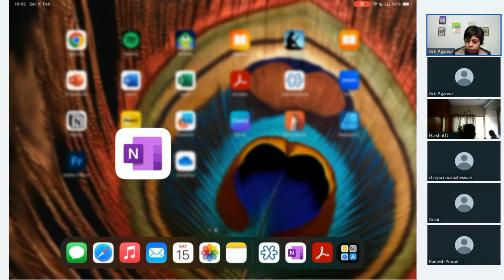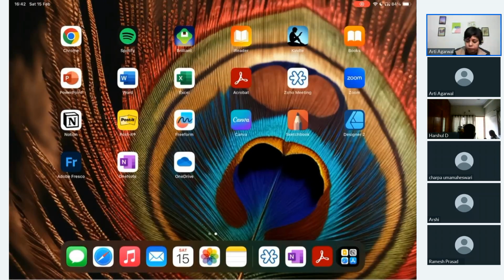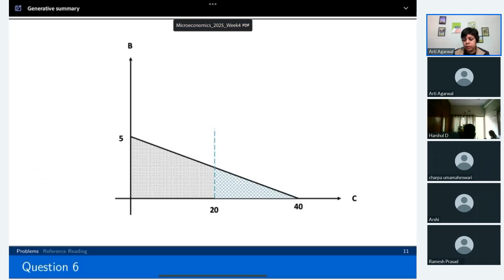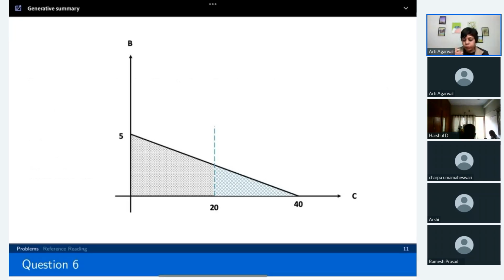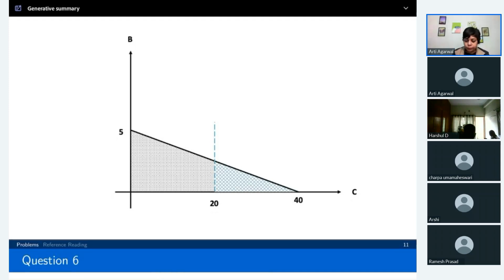Let's go to the next question. Yeah, this is the diagram. I have it here also. It's the same thing which I drew, just a little neater.